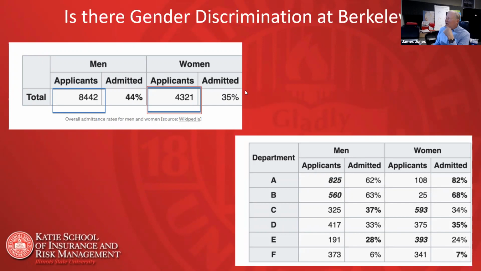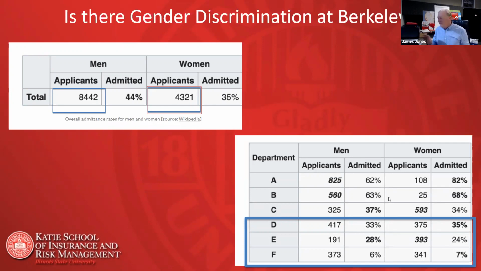in general, the women are admitted at higher rates for these different departments. So how on earth do you end up with this? Well, the reason, and this is part of Simpson's Paradox, is that the women applied to the departments that were very selective. Only 33% of men got in, only 35% of women, compared to if the women had been applying to Department A, then that would have changed the aggregate.